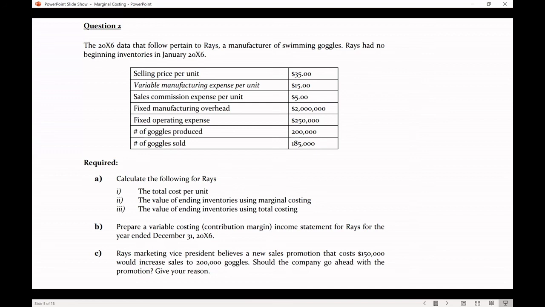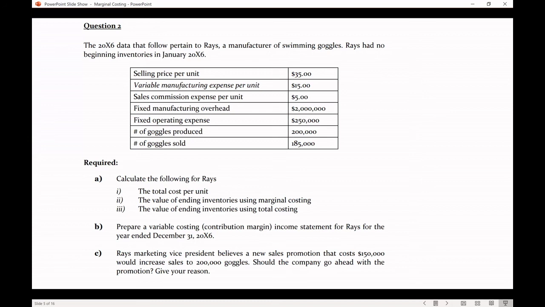Here it also tells us that we produced 200,000 goggles and we sold 185,000. So the requirement here is to find total cost per unit. Then it says find the value of ending inventory using marginal costing and the value of ending inventory using total costing. So yes, we are doing marginal costing.